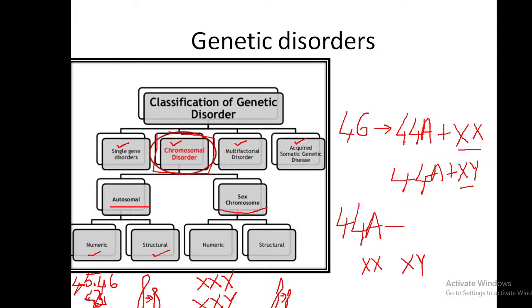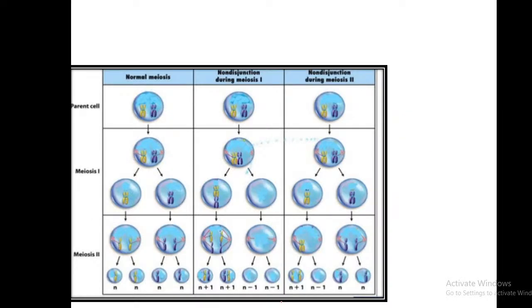So in general, the genetic disorders can be single gene disorder, chromosomal disorder, multifactorial, where the environment can also have some influence, food, environment, anything, and then acquired somatic genetic disease. Chromosomal disorder is the one which we are going to talk about today. In today's class, the autosomal disorders and the sex chromosomal anomalies will be discussed. Autosomal disorders involve a change in number or structure. There's a change in the number of the sex chromosomes also, and it has some deleterious effect.